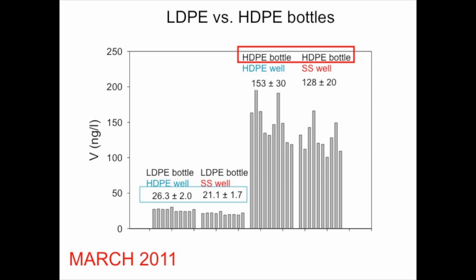Here are our high-density polyethylene bottles from the Geological Survey of Canada that are perfect for studying lead. They're absolutely horrible for vanadium. So you can see the huge difference that we have just using different bottles. Low-density polyethylene bottles are perfect for studying vanadium. High-density polyethylene is a disaster.